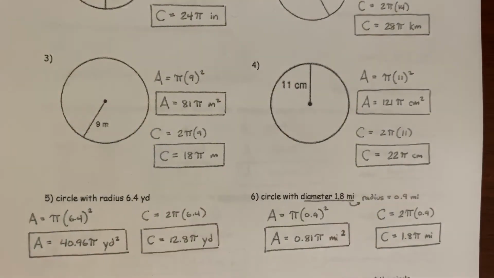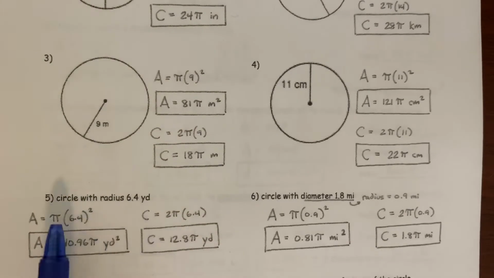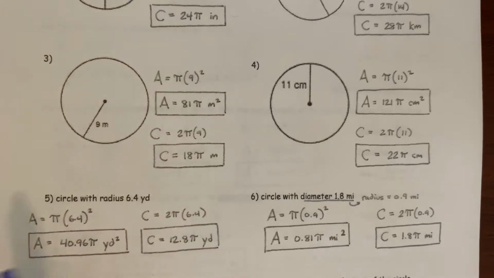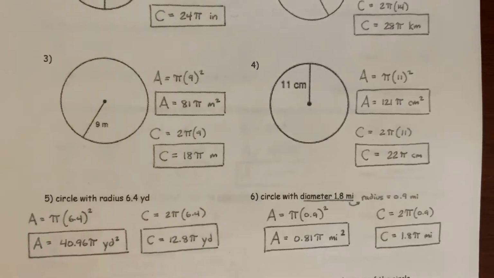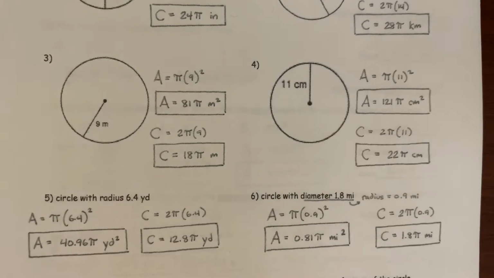Now this is true regardless of how weird your radius might look. If you have the radius, plug it in and you're good. Yeah, you're gonna have to square 6.4 and get a weirder decimal. Yeah, you're gonna have to multiply 2 by 6.4 and get a decimal, but that's fine.